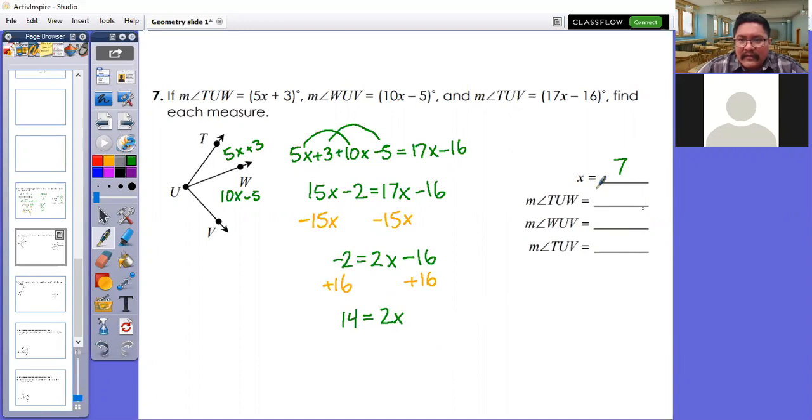So now it looks like we're going to have to plug it into all of them. Let's start with the first one they want, and that's TUW. So get TUW from up here. The first one we have to plug it into is 17x minus 16. But again, we know x is 7, so I'm going to drop that in there. 17 times 7 is 119 minus 16. That's going to give us our first one here. I want to say 103, which it is.